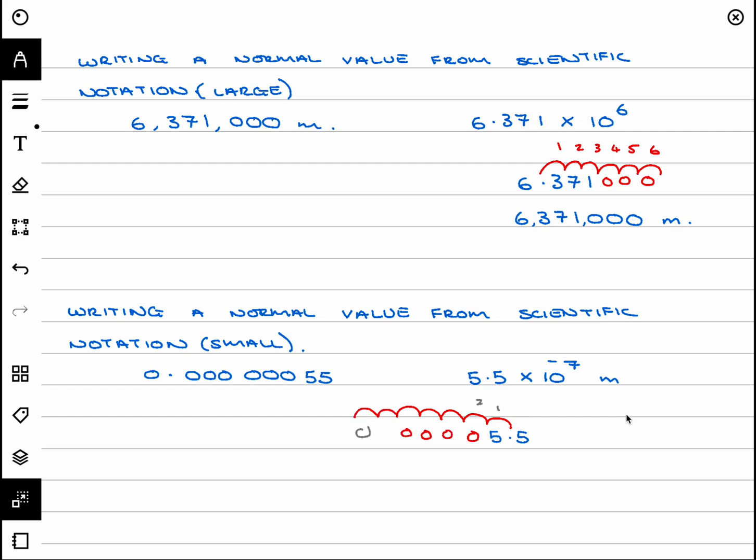So we move the decimal back 5, 6, 7, and we're going to put a 0 under each of these. So 1, 2, 3, 4, 5, 6, 7. And our decimal point would go there, and we would have a 0 there. Therefore, our value should be equal to 0.00055. No decimal point at the end. Okay. Let's go to our next page.